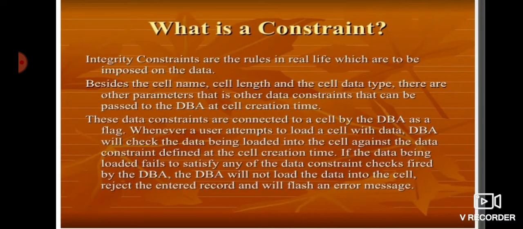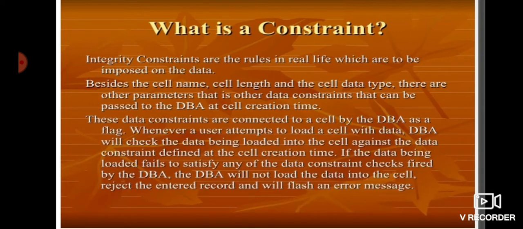Now we will start with what is a constraint. Integrity constraints are the rules in real life which are to be imposed on the data. So the rules imposed on the data are known as constraints. Besides the cell name, cell length, and cell data type, there are other parameters, that is other data constraints, that can be passed to the DBA, the database administrator, at cell creation time.